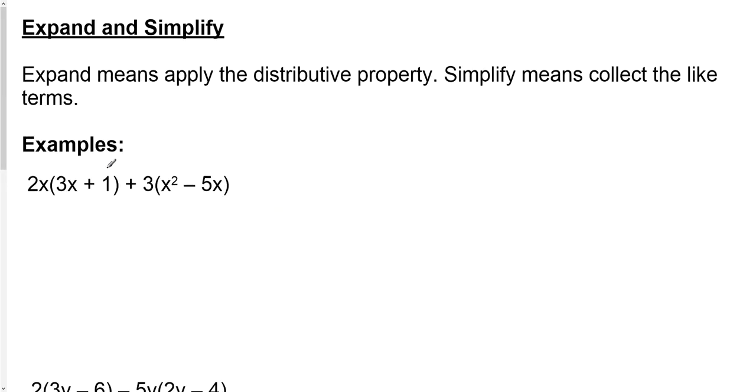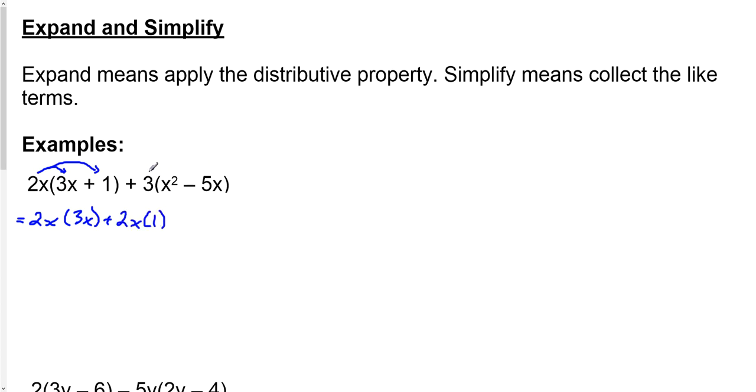So how do we combine this with the distributive property? Well, if the instructions in the question say expand and simplify, expand means apply the distributive property, and simplify means identify and collect those like terms. So, for example, if we've got a question like 2x times (3x plus 1) plus 3 times (x squared minus 5x), first thing we're going to do is apply that distributive property. Take this 2x and multiply it by each of the terms inside the brackets. So we're going to have 2x times 3x, and because that 2x is positive, plus 2x times 1.